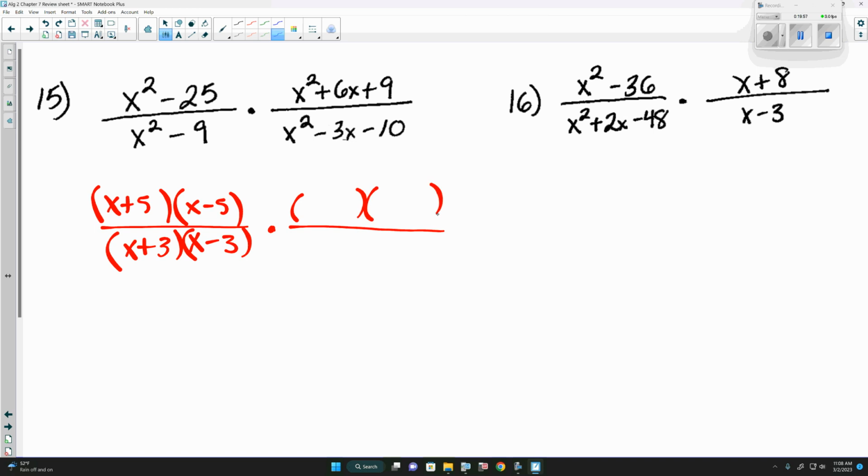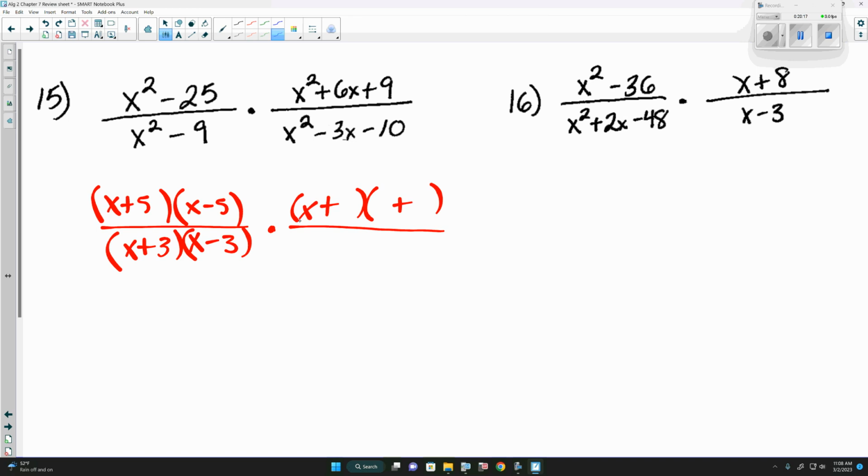Now we can factor x squared plus 6x plus 9 first, or we could have done x squared minus 3x minus 10. Either one. X squared plus 6x plus 9. No greatest common factor. But since the third term is positive, the signs are the same and match the sign of the middle term. X plus and plus.